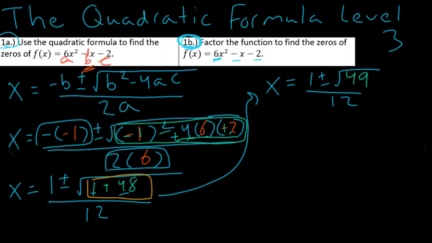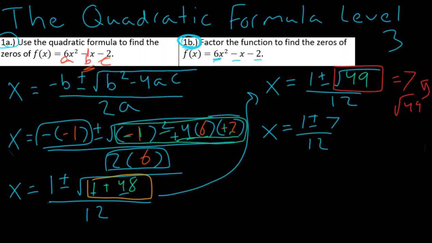Now, if you're good with square roots, you probably know this one pretty easily. The square root of 49 is actually equal to 7. But remember, if you're stuck, you can use your calculator, just type in the square root of 49, and you'll see, oh yeah, that's 7. And this gives us our final setup before we split our solutions. 1 plus or minus 7 over 12.